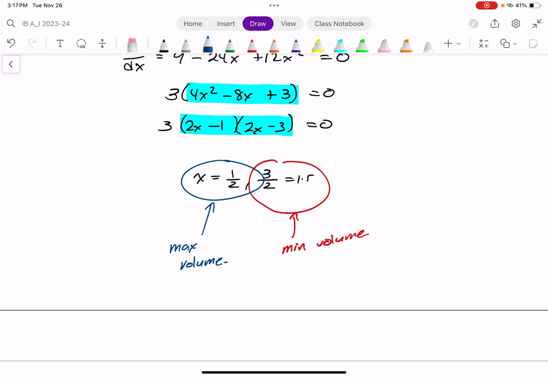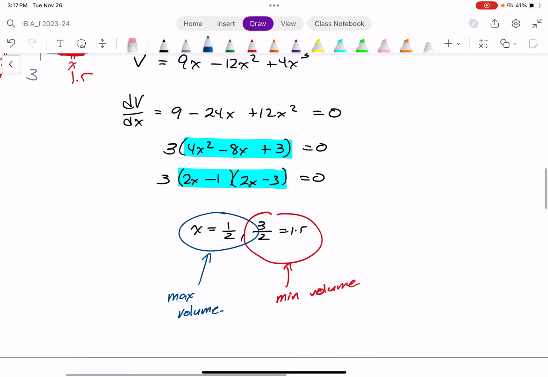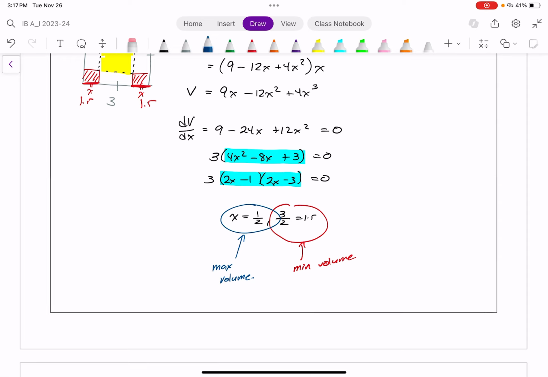And again, if I want, I could find the second derivative of this polynomial, which is a fairly simple polynomial to differentiate. Or I could just look at the graph of the function, or I could look at, there's many options. But in the end, when x is 1/2 feet, I will have the maximum possible volume.